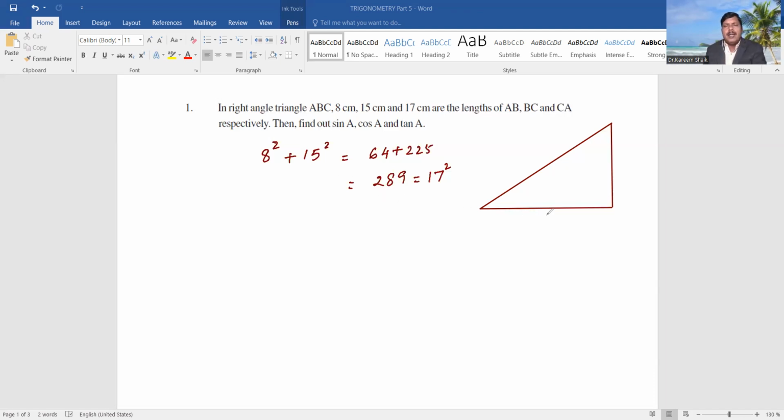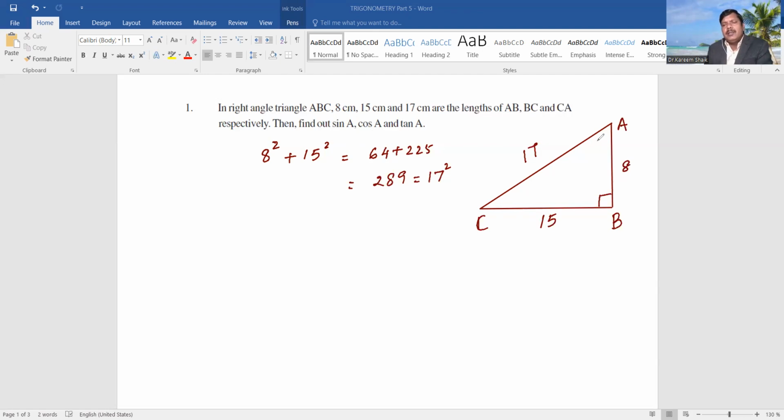By using that, I can take it as right angled at B, because the side CA is given as 17, so the side CA is opposite to vertex B. It is 17 centimeters. Now, considering vertex A and vertex C, AB is 8 centimeters and BC is 15 centimeters. Now, they are asking to find sin A.